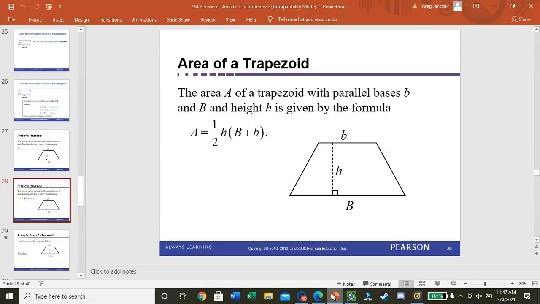Area equals 1/2 the height times the base, the sum of the 2 bases. So you may want to draw what a trapezoid looks like, and height, base, base. Okay. The height is always perpendicular to the base.